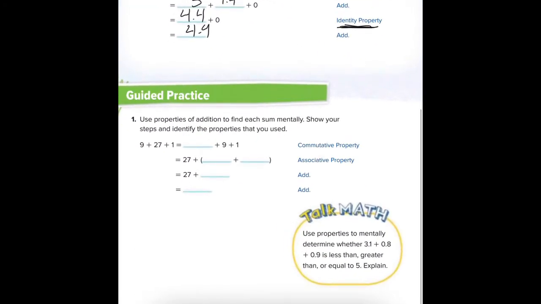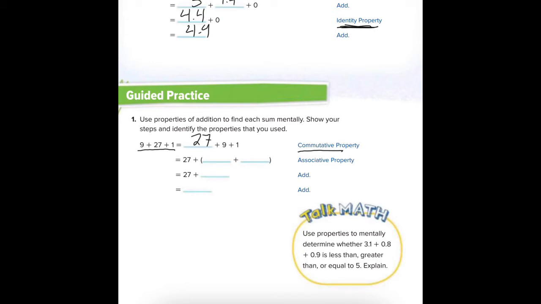Number 1, use properties of addition to find each sum mentally. Show your steps and identify the properties you used. Here they helped and they wrote commutative property. So now they want us just to rearrange the numbers. So let's look right through here at what number you see that is missing on the other side of the equation. That's right, good job.